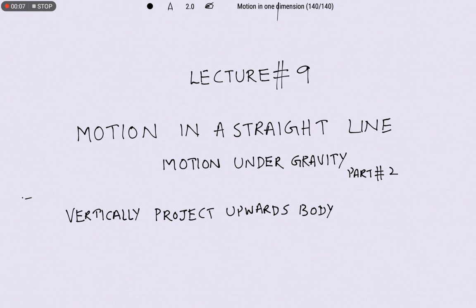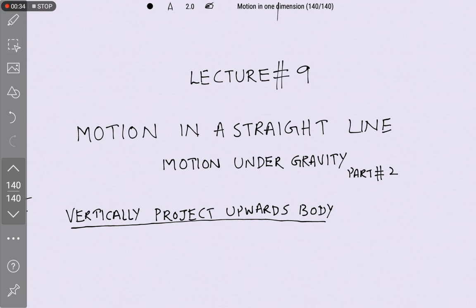In the last lecture we completed motion under gravity in the case of a freely falling body. Now in this session we are going to discuss when an object is projected vertically upwards, what the parameters of the object are when it is moving under gravity in the vertically upward direction. So let us begin the session.